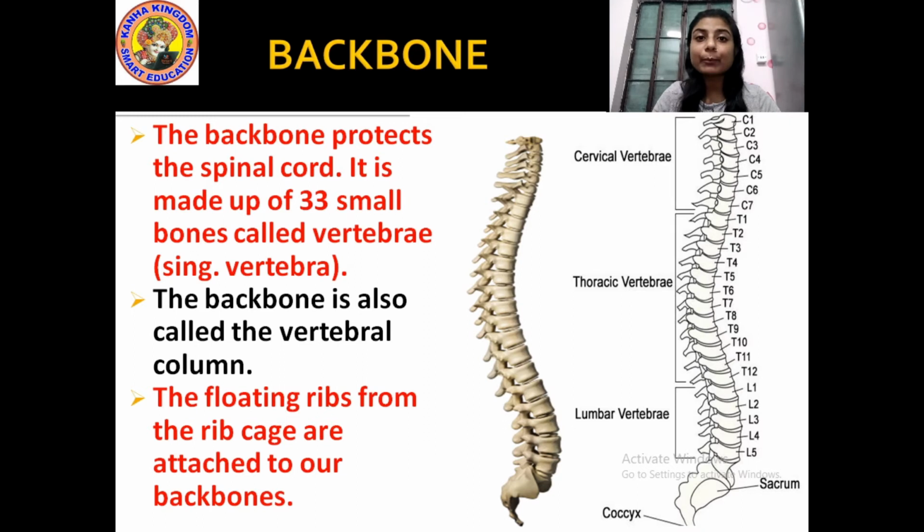The backbone is also called the vertebral column. What is another name of the backbone? Vertebral column. The floating ribs from the rib cage are attached to the backbone. The floating rib that I told you is not attached to the sternum, so where is it attached? It is attached to the backbone of our body. And this backbone supports the back to stand, to keep our back straight and still. We straighten our back with the help of this backbone.